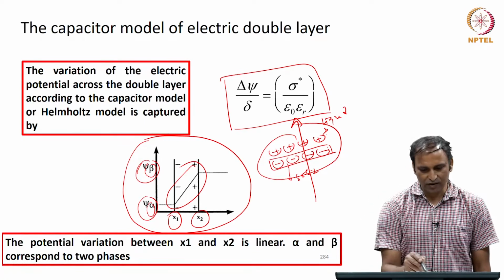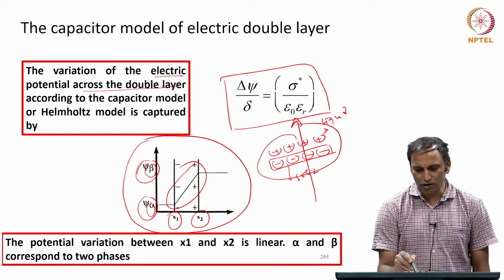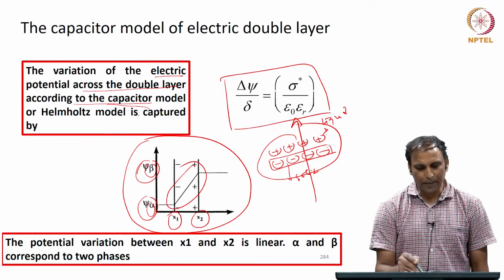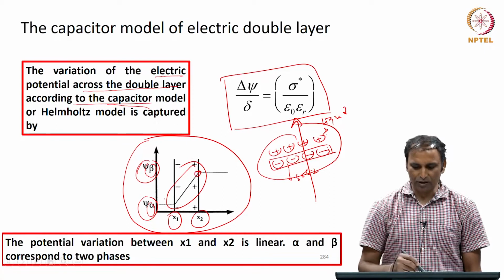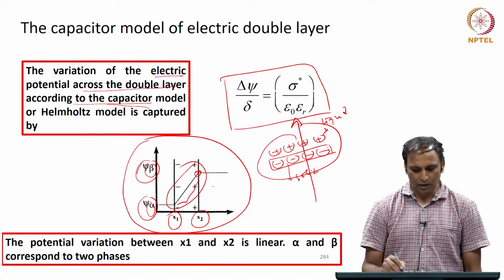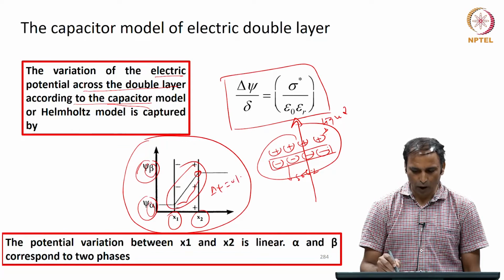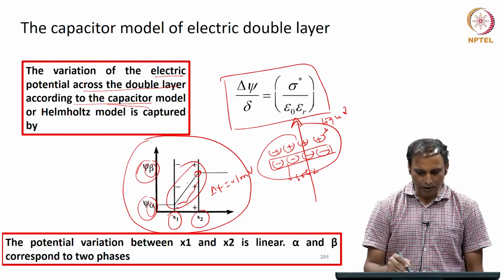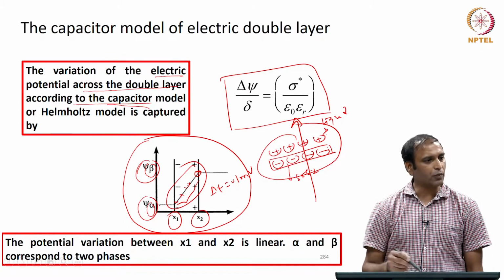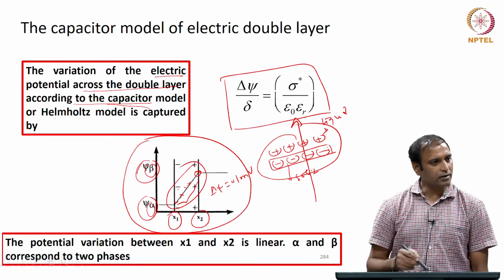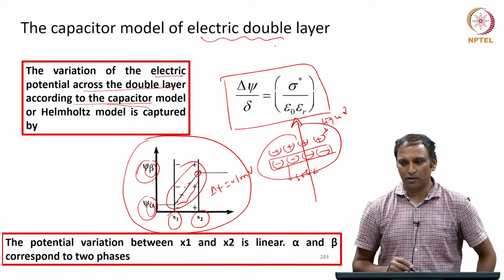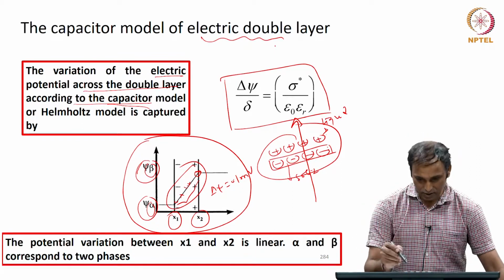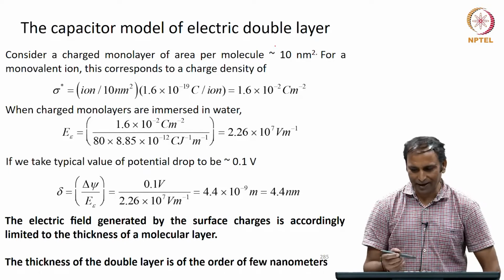So, the variation of the electric potential across the double layer according to the capacitor model is a linear variation. If I know the potential drop, that is delta psi, say 0.1 millivolt or something like that, I should be able to calculate how the potential varies across the entire gap. So, that is what is called the electrical double layer model, the capacitor model for the electrical double layer. We had again done this.